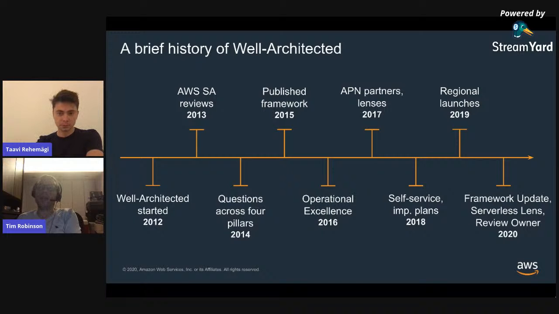So by 2018, we started to build self-service improvement plans, and into 2019, where we built out regional launches. I'm sure most of you know, but we have a well-architected tool within the console, and we've been working to refine that tool so that we could offer that out to customers for them to run their own reviews themselves, but more importantly for perhaps architects or partners to go in, run reviews in alignment with the customer and produce improvement plans.